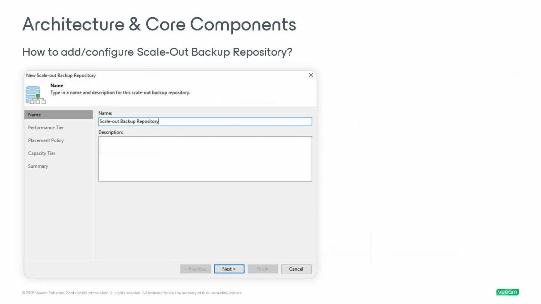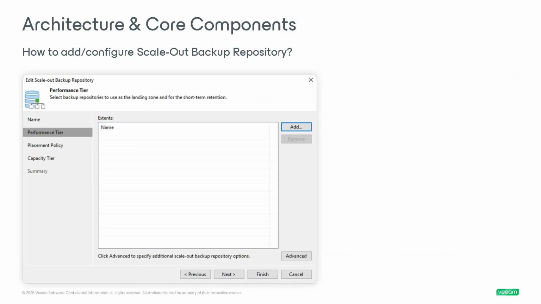So, how to add a scale out repository. If you're in the backup infrastructure section and you click add scale out repository, this is what you would see. This would essentially be the name of the repository that your jobs would target, even though there's going to be multiple repositories within this. That's the concept, but we'll go through each tab. The performance tier is, as described, where it initially lands. This can be something you're already sending backups to or something new, but you click add and you would choose that.